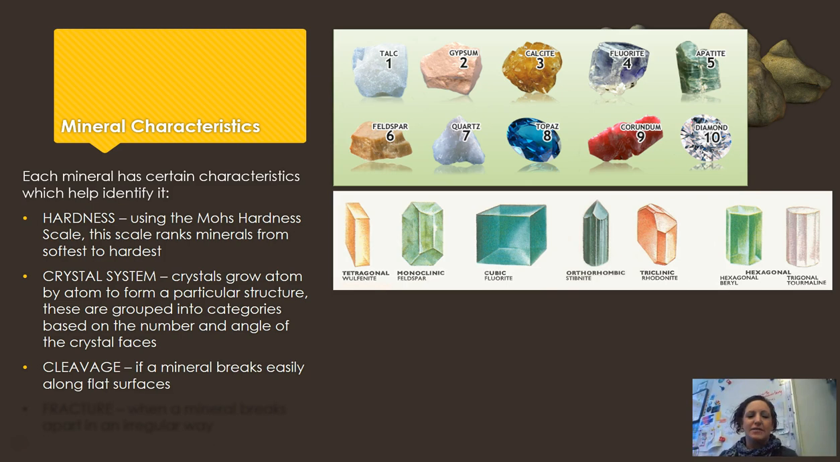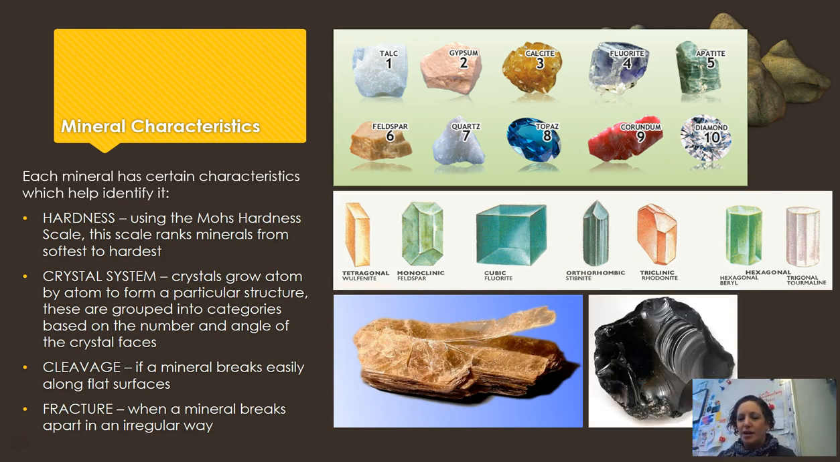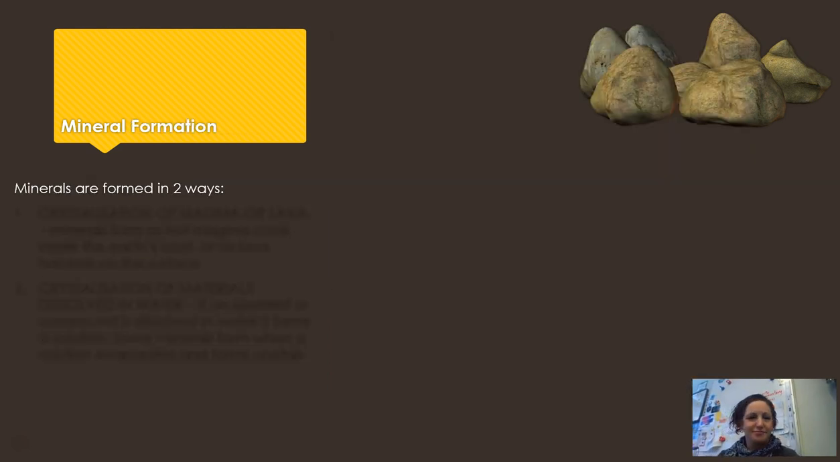Cleavage is if a mineral breaks easily along a flat edge. Like this mica, as you can see that there's little layers there that you can lift up layer upon layer. And fracture is if a mineral breaks apart in an irregular way, like this obsidian. When you break an obsidian, it breaks apart in very strange, peculiar ways.